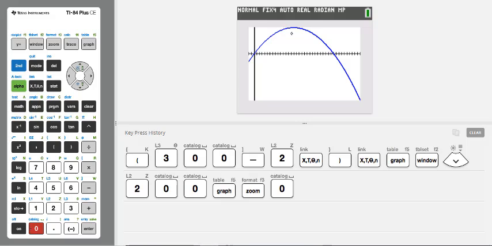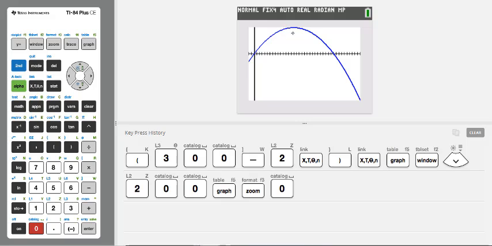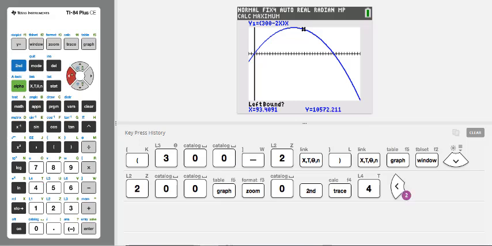All right, so we want to find, let's go back and look at the question. What is the largest area the farmer could enclose? So we need the output. So we need to look at the maximum, the Y value, because the X would be for dimensions, right? So second trace 4. We'll move this baby on over. There you go, like that.